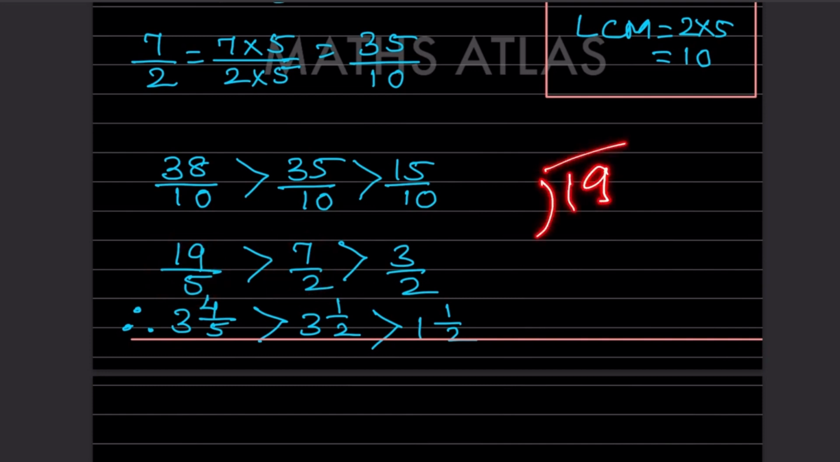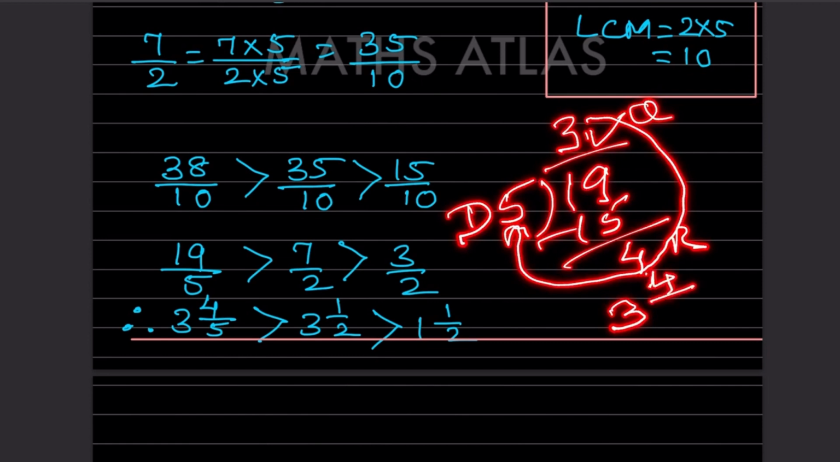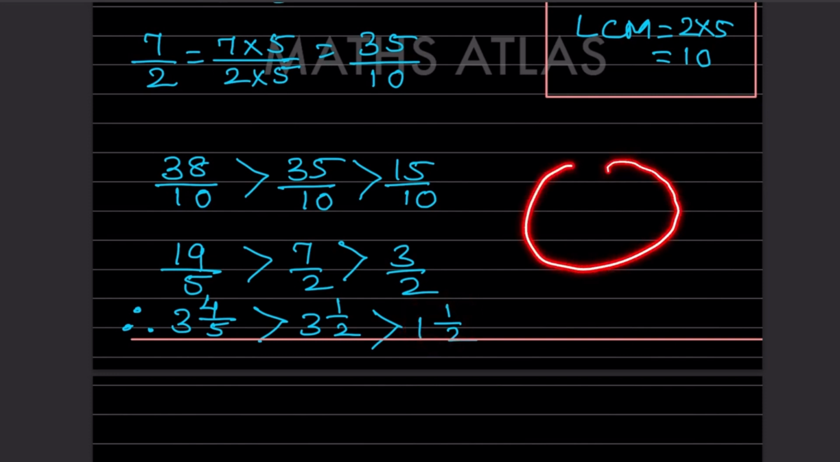So 19 divided by 5. Now look here, 5 3s are 15, and the remainder is 4. You will go in a clockwise direction: 3, 4, and this 5. This is called the quotient, this is called the remainder, and this is called the divisor. The quotient goes at the side as the whole number, and the remainder and divisor are going to be 4 by 5. Can you see this and this are the same? The same you will do for 7 by 2, so you will get 3 integers 1 by 2. Same for 3 by 2, you will divide and get 1 integer 1 by 2. So always remember, you will go in a clockwise direction.